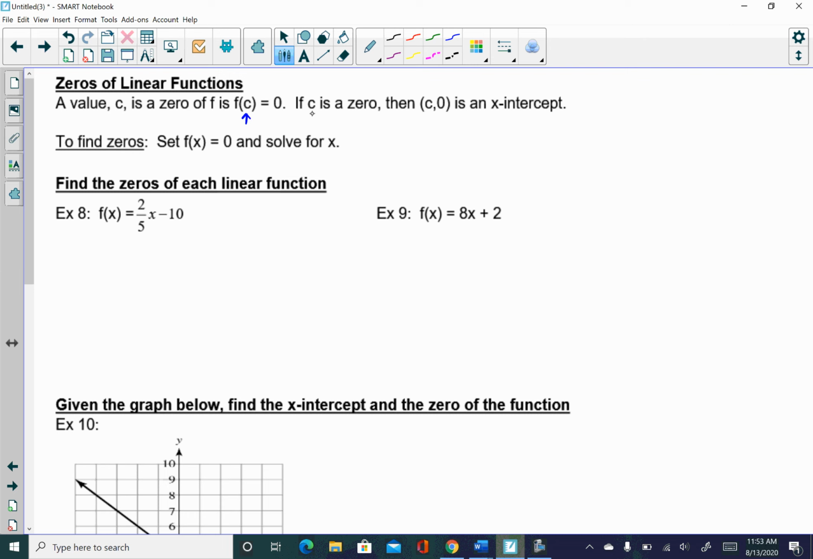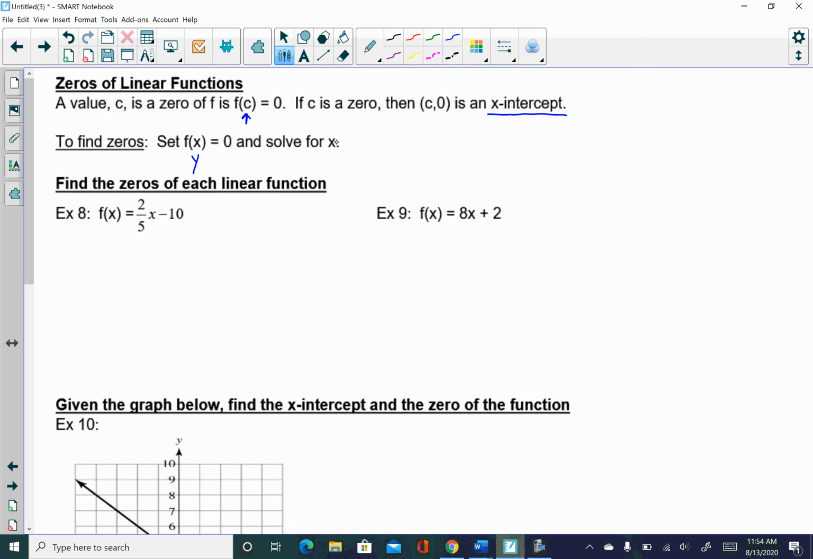Another correlation here is that if c is a 0, then c comma 0 is an x-intercept. So in other words, the 0 is essentially the same as an x-intercept. Okay, they're very closely aligned with one another. It's just a terminology difference. To find your zeros, you're setting f of x equal to 0. And if you think about it, f of x is the same as y. Remember back in a previous video when you were finding your x-intercepts, you let y equal 0 and you solve for x. So that's just trying to get you that correlation here. I'm trying to find my zeros, so I'm letting y equal 0 and solving for x.